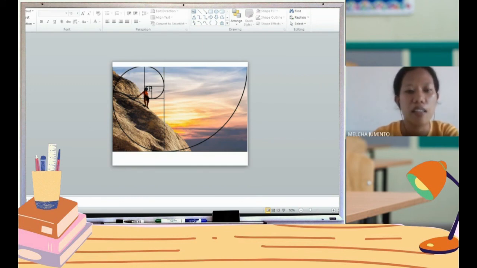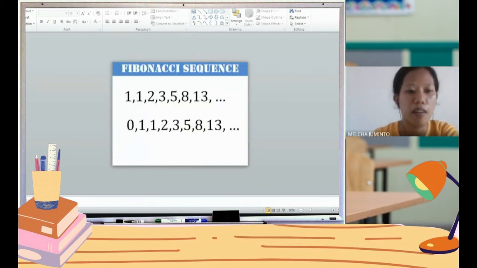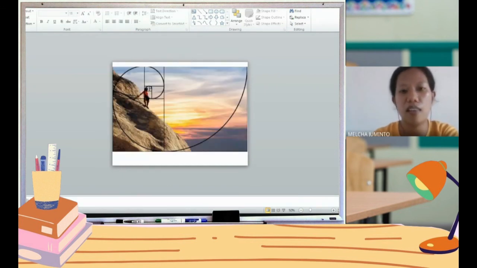So the point is that in this particular concept, the Fibonacci sequence is applied. They are related to one another.